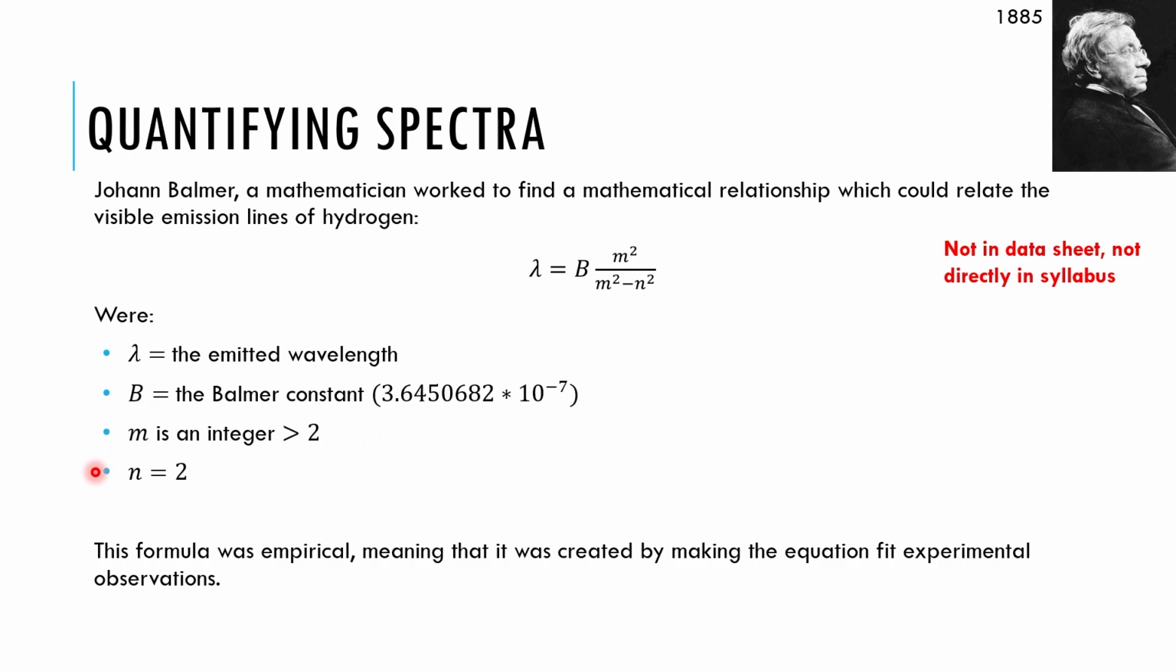What this means is, if Balmer was to substitute in B and n, which are effectively both constants, and put in any value for m that was greater than 2, he was able to calculate the wavelengths that corresponded with the emission lines in hydrogen. In essence, he was able to develop an equation which fit the experimental observations at the time.